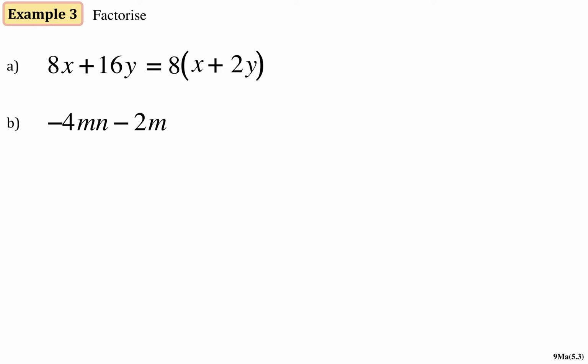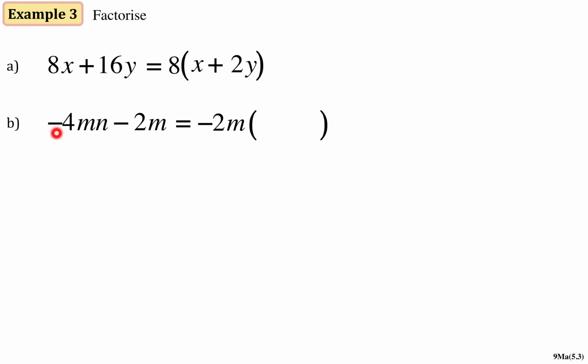What number goes into -4 that also goes into -2? Well, the minuses are common, so I'm going to take out a minus as a common factor, and 2 goes into 4 and 2 goes into 2. But m is also in each term, so I've got a minus, a 2 and an m that's common. What goes in my brackets now?